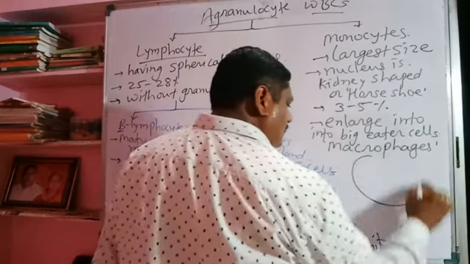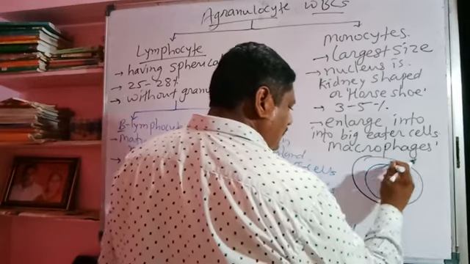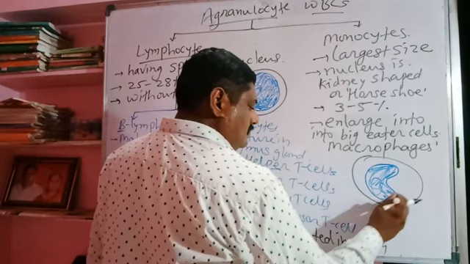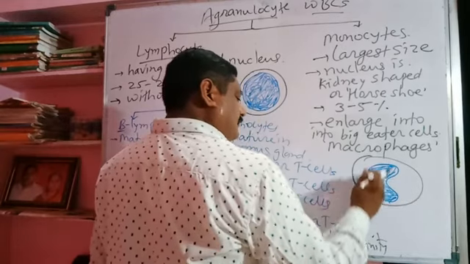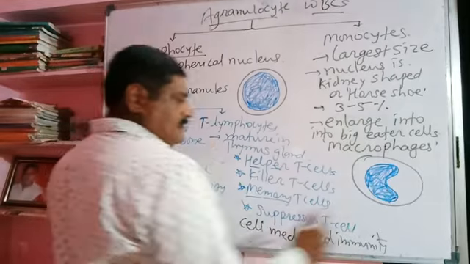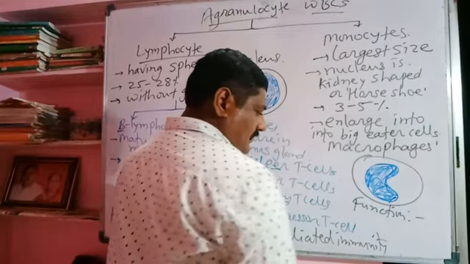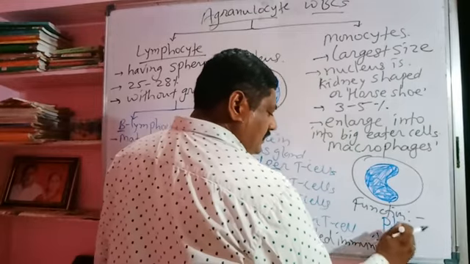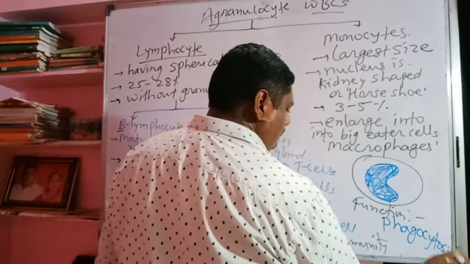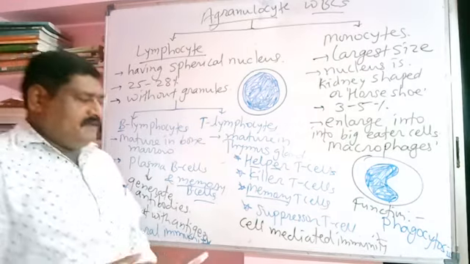This cell has a nucleus that is bean shaped, kidney shaped, or horseshoe shaped, without lobules. Function: they perform phagocytosis, engulf and destroy the foreign body. So monocytes and neutrophils are the phagocytic cells.